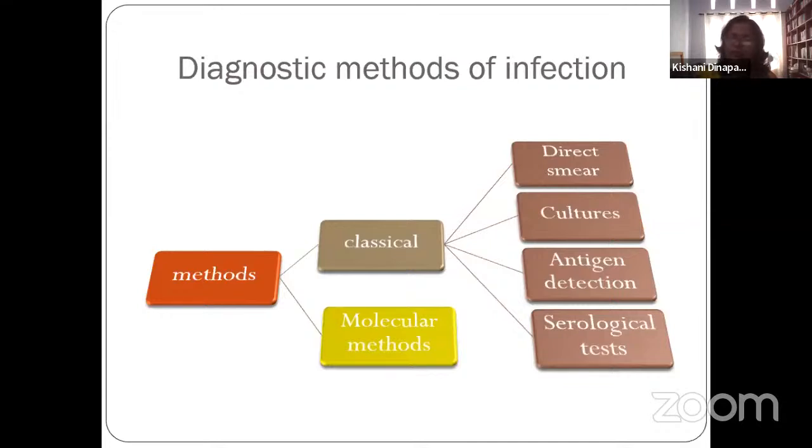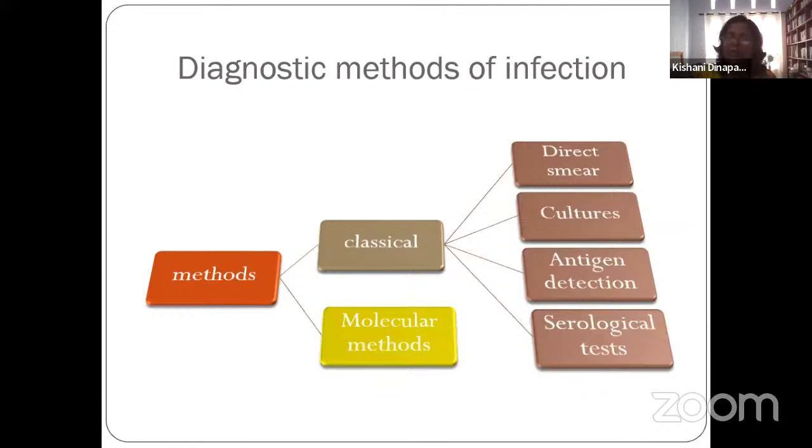The cultures, of course, we are mostly doing bacterial cultures, and together with the cultures, we are performing antibiotic sensitivity testing. Antigen detection, from time to time we are doing, especially in our hospital, rapid antigen testing for dengue and hepatitis. And serology testing, depending on the availability, we would be performing. That depends on the microbiology laboratory that you have and the facilities that they have.